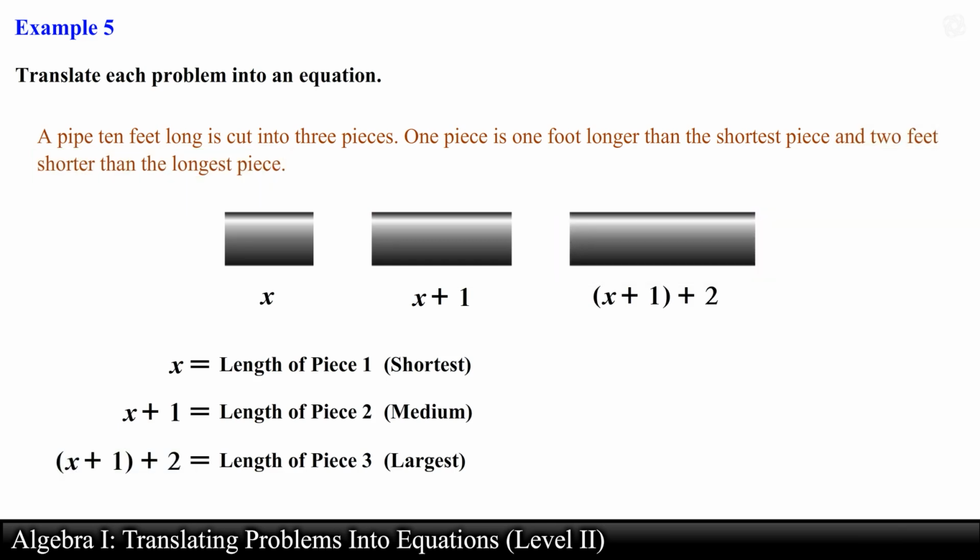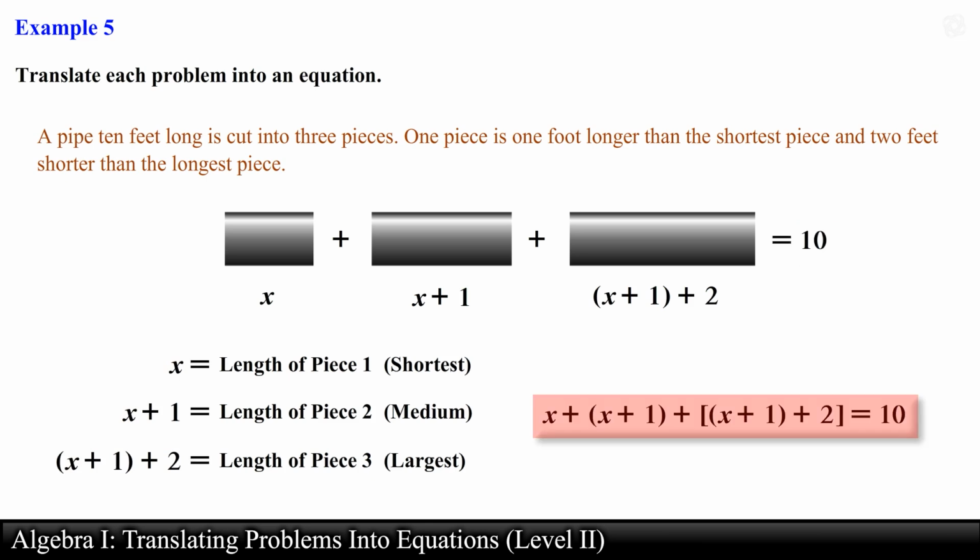Having assigned the variables to all 3 unknowns, we are ready to translate the word problem into an equation. From the first sentence, we know that the original pipe length was equal to 10. So if we were to add the individual pieces, they should add up to 10. So our final equation is x plus the quantity x plus 1, plus the quantity x plus 1 plus 2, equals 10. Alright, make sure you read the word problem as many times as you need to.